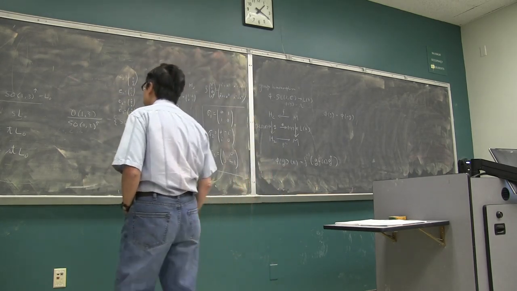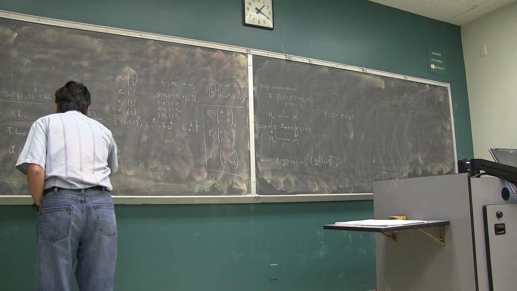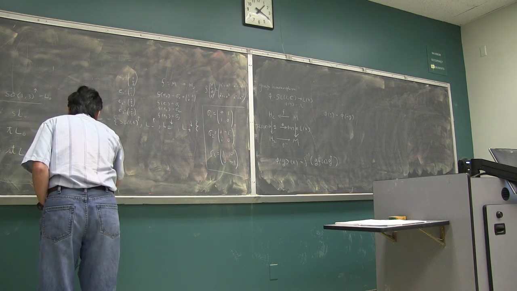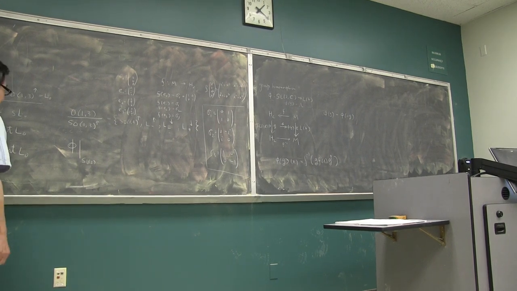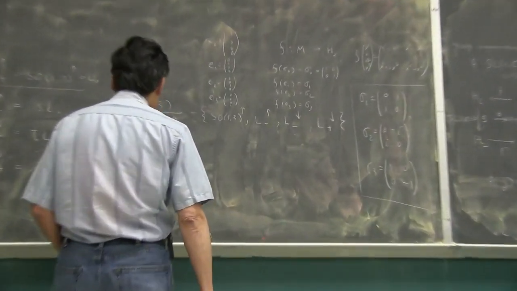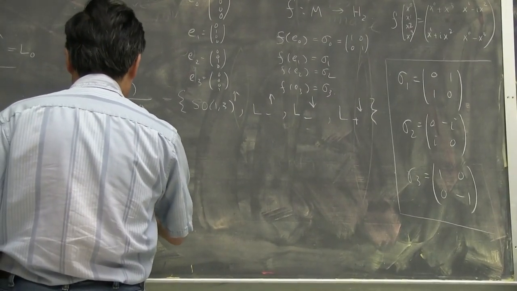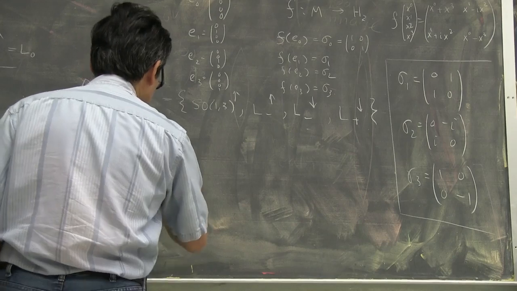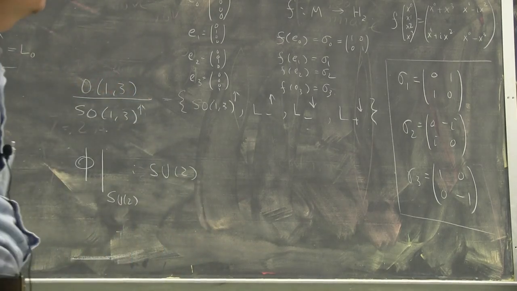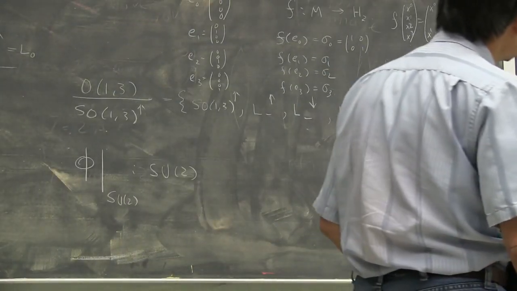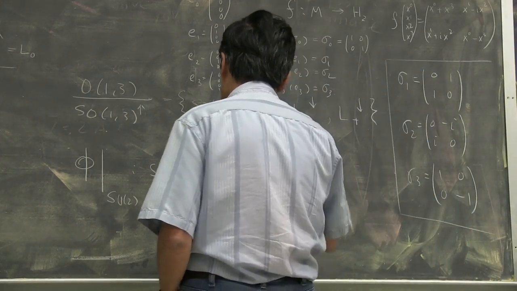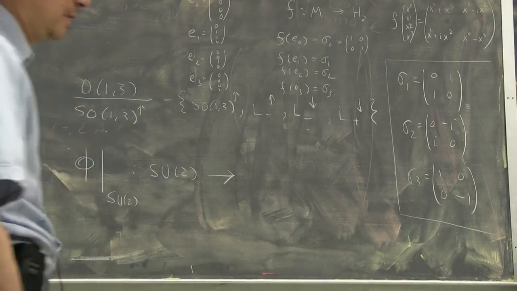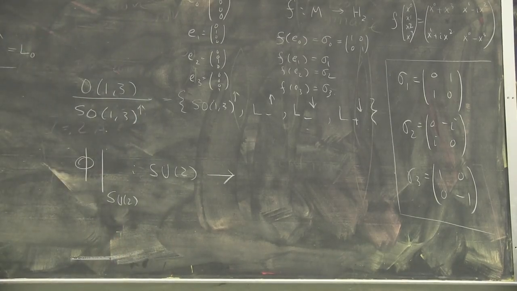So then we can think of the restriction of phi to SU2. Anything in SU2 is definitely something in SL2C, but not the converse, of course. So this maps SU2 to something inside of the Lorentz group. And I think this is roughly where we stopped last time.